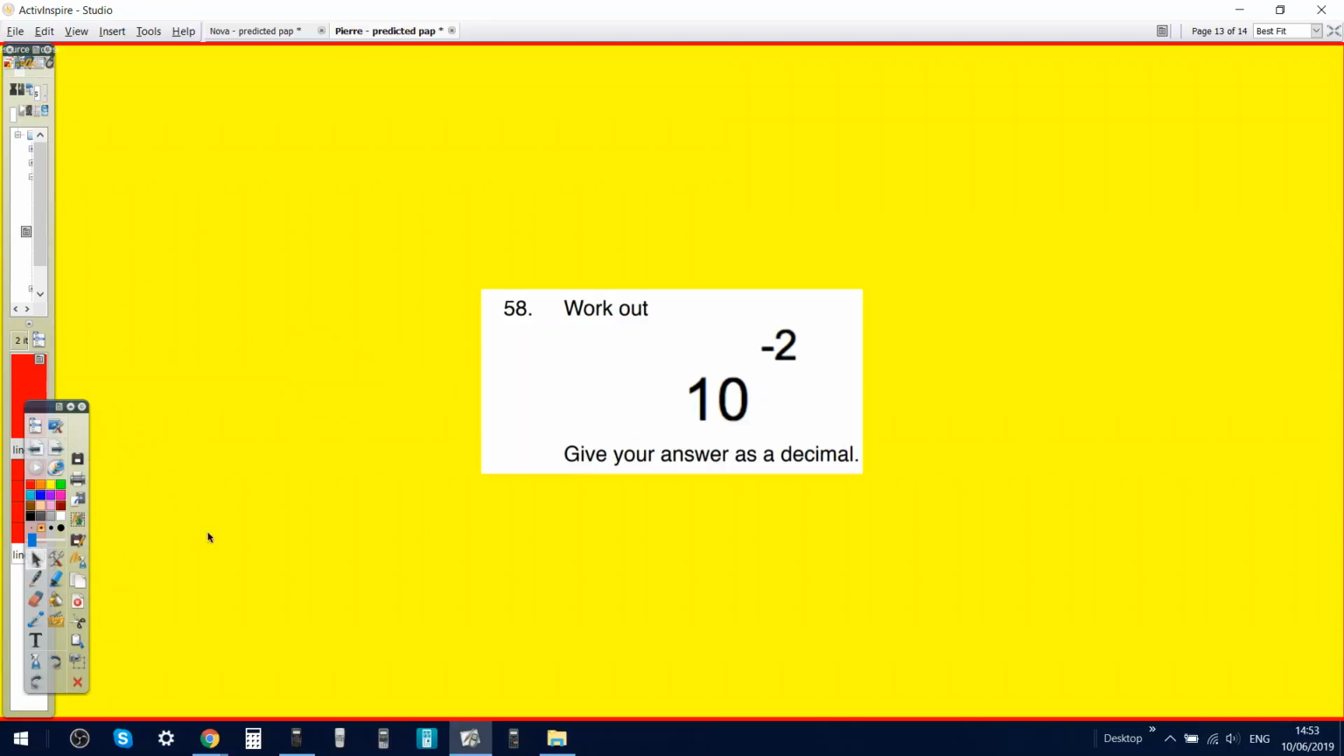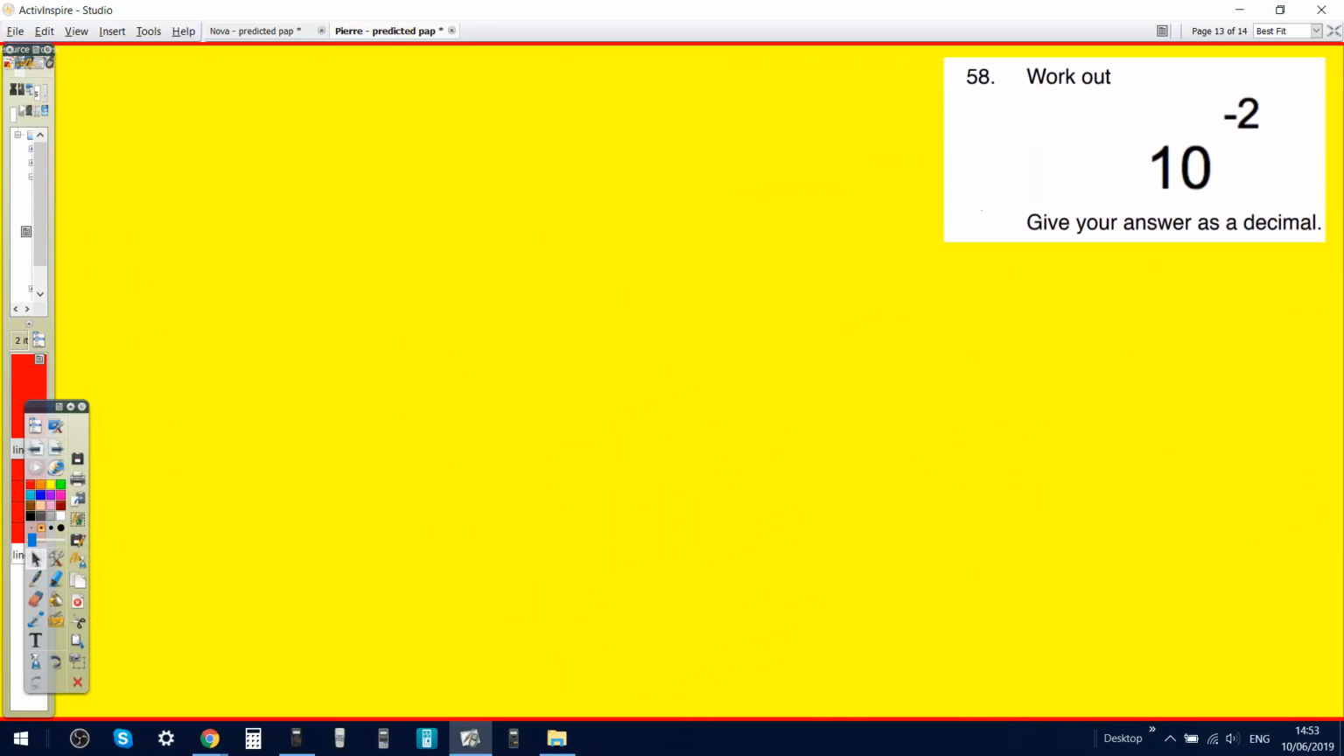How about this one? Okay, so you just put this in your calculator. So 10 minus 2 as a decimal. It's 0.01. Yep, that's all there is to it. Just put it in the calculator.